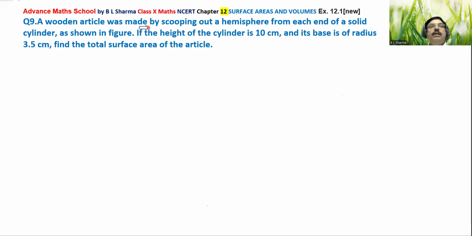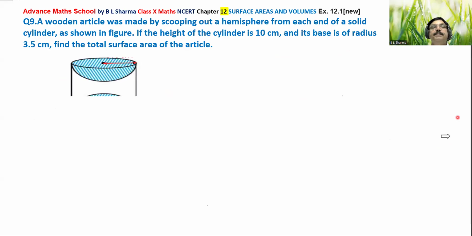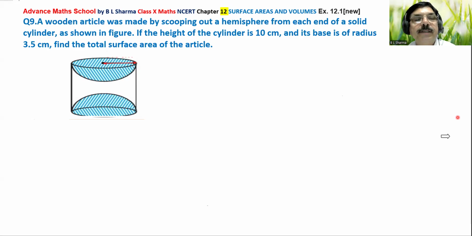A wooden article was made by scooping out a hemisphere from each end of a solid cylinder as shown in the figure. If the height of the cylinder is 10 centimeter and its base is of radius 3.5 centimeter, find the total surface area of the article. ये देखिए फिगर गिवन है आपके पास. ईच हैंड से दोनों तरफ से आपने एक हेमिस्फेरिकल डिप्रेशन कट आउट किया है, और इसका जो रेडियस और हाइट दोनों गिवन है.